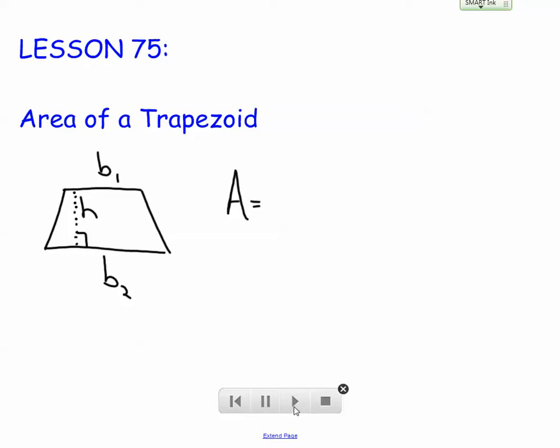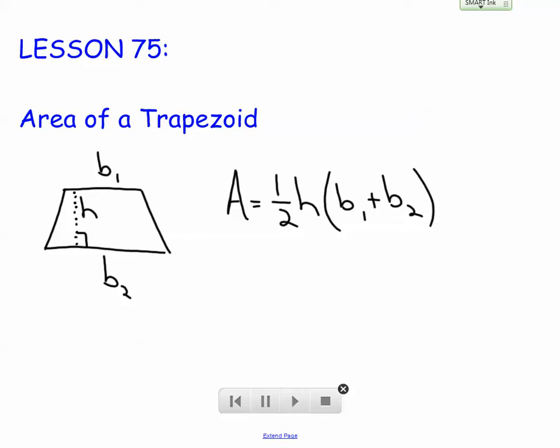The area of a trapezoid is 1/2 of the height times the sum of the bases. So you just divide the height by 2, and then you multiply that by the sum of the bases. So add the bases together, multiply by 1/2 of the height.